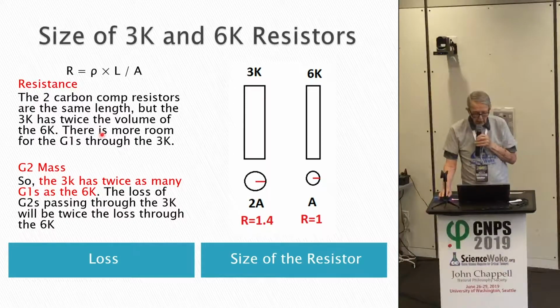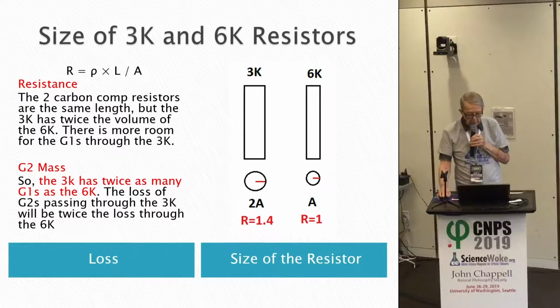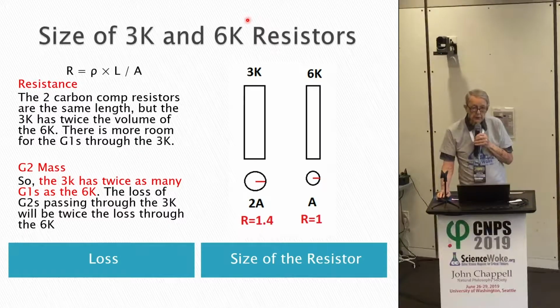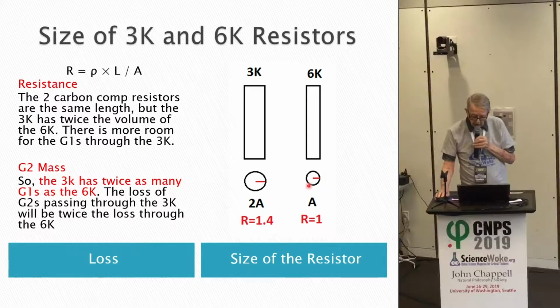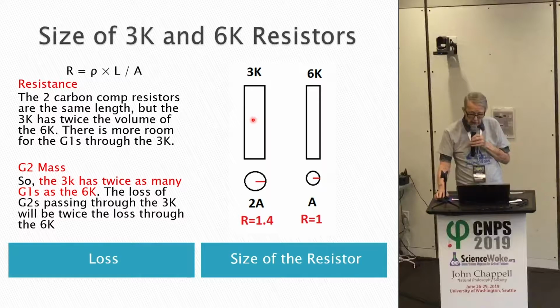There is more room for the G1 to pass through this than there is room for it to pass through there. It's going to interact, it's going to have a higher interaction because of the value of the resistance, and this has a lower interaction because of the value of the resistance. But the physical side is exactly the opposite. The 3K is twice the volume of this.